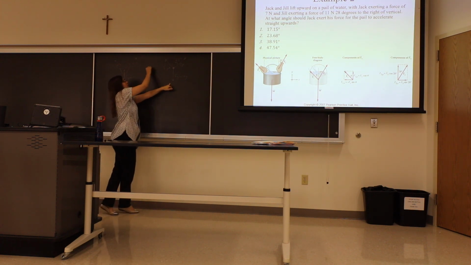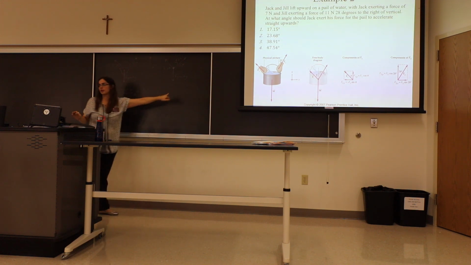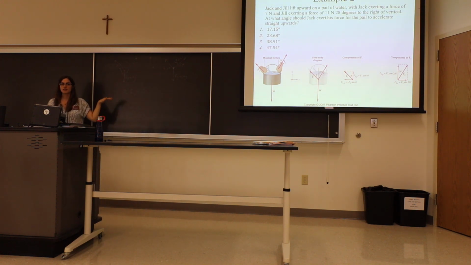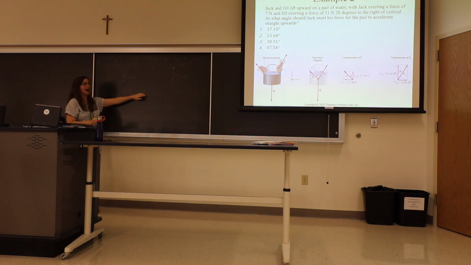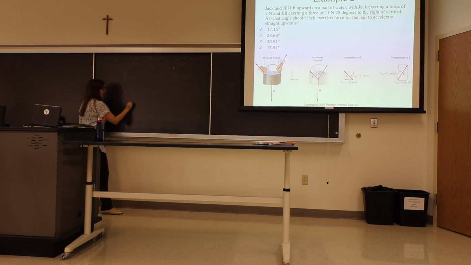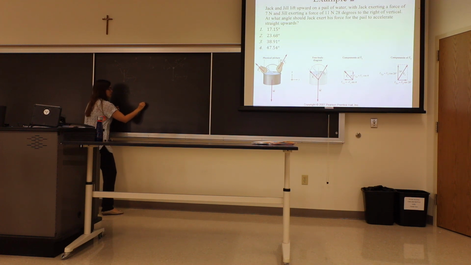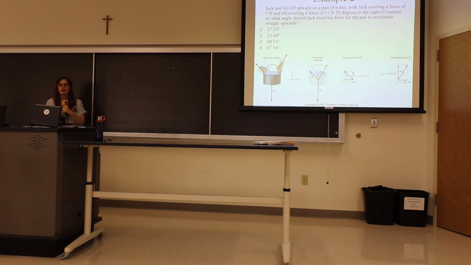Assuming this is my coordinate system, that one doesn't have one. We know that the sum of the forces in the x direction has to equal 0 for our resultant. So we write down all the forces that have x components and add them up, and they should be 0. The x component of Jack's force plus the x component of Jill's force should equal 0.